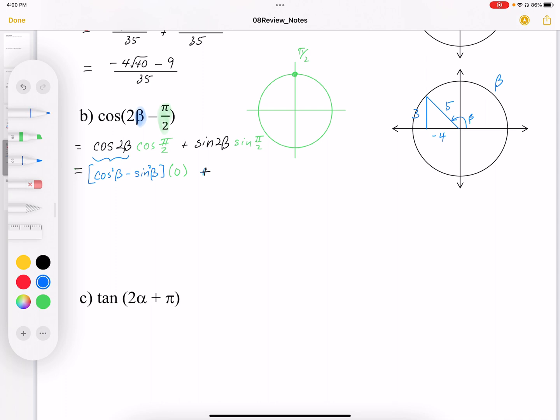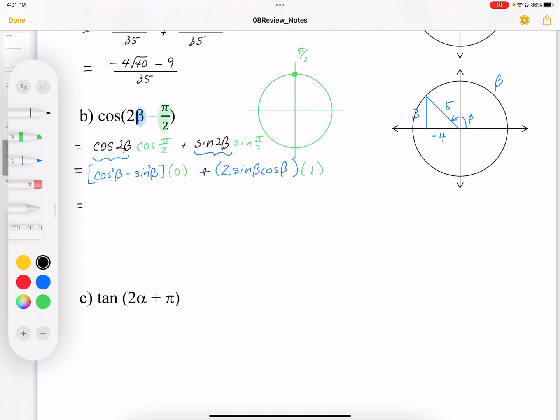For the next part here, sine 2 beta, there's only one identity for that. It's going to be 2 sine beta cos beta. And I have a picture for that, so I've now got it to single beta, not double beta. So I can substitute in the different ratios for sine beta and cos beta. And I also have sine pi over 2, and I can just work that out. I'm just going to substitute that in as 1.